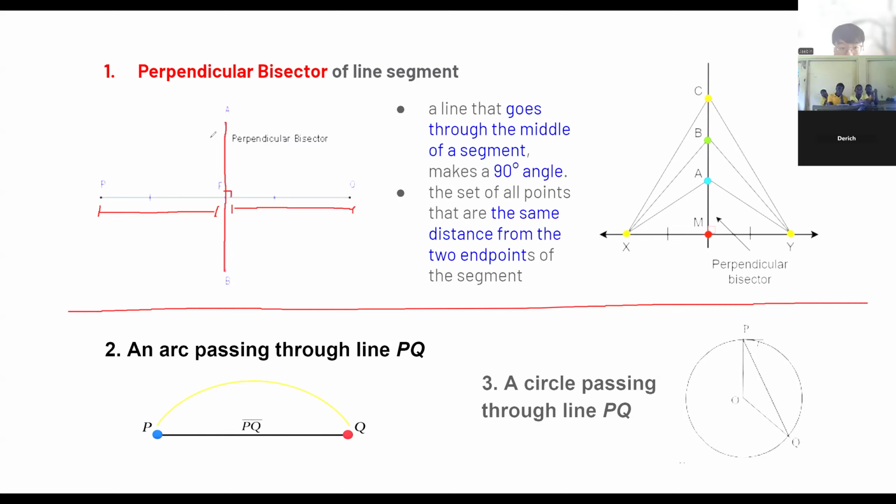Okay, so if this line stretches all the way from PQ, this perpendicular bisector stretches infinitely to the top and to the bottom. So any point that is on here would have these two lines equal. So the distance between X and Y would be equal.